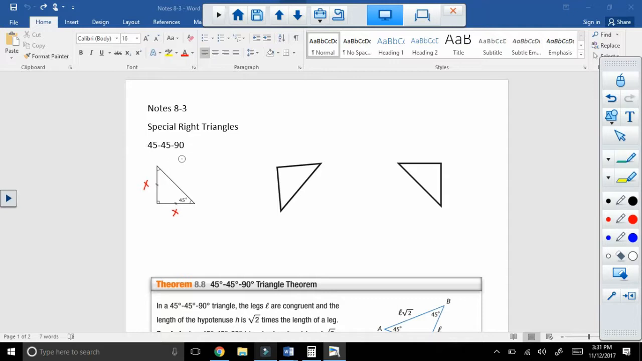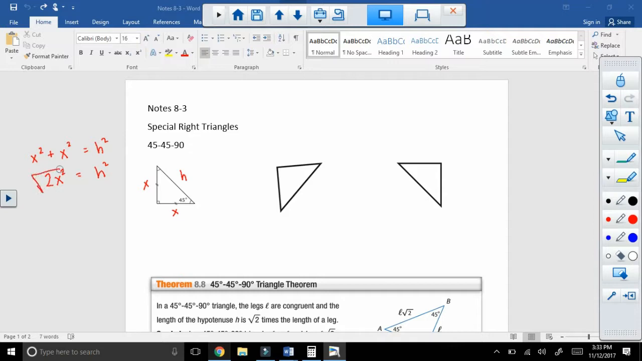If this is a 45, 45, 90 triangle, what that means is that it's an isosceles triangle where these two angles are both 45 and this one's 90, and you'll have the hypotenuse here. Well, I'm going to set this up in the Pythagorean theorem first. So x squared plus x squared equals the hypotenuse squared. Or if I solve this, I'm going to have 2x squared equals the hypotenuse squared.